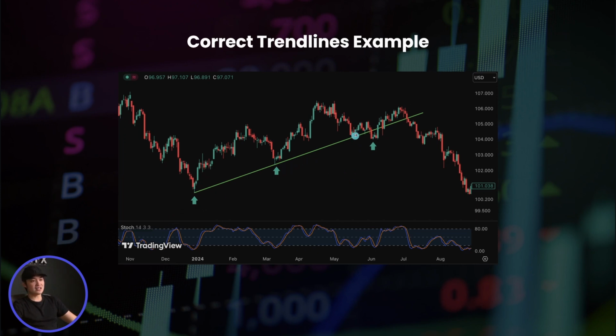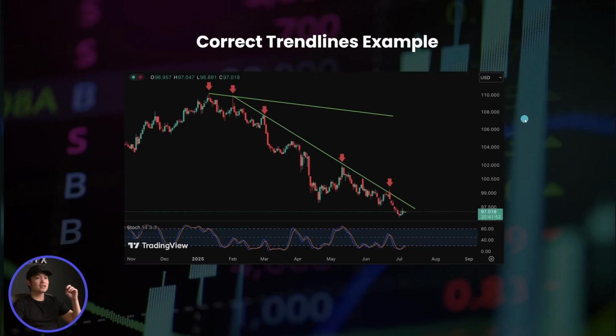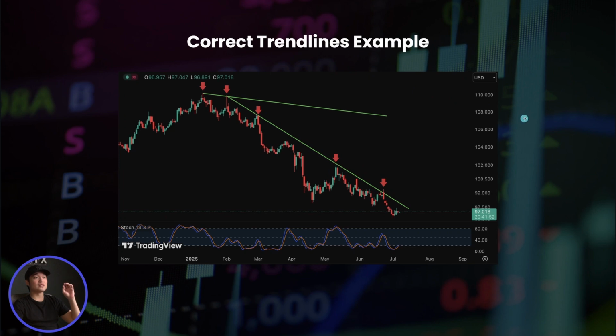Look here, this is an example of the price action rejecting nicely on the trend line, without plotting any demand or supply on this chart. And the next one is the correct trend line for the bear setup.